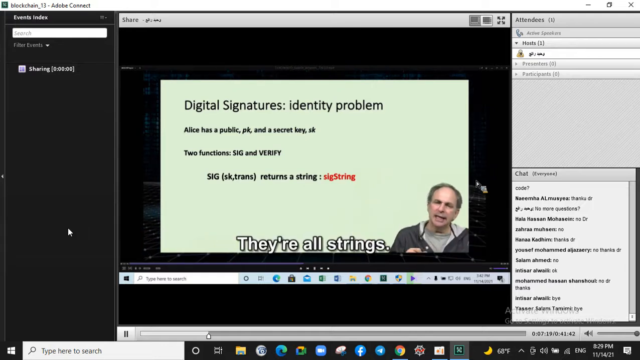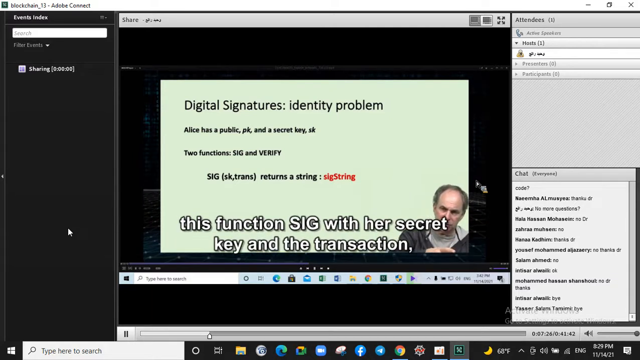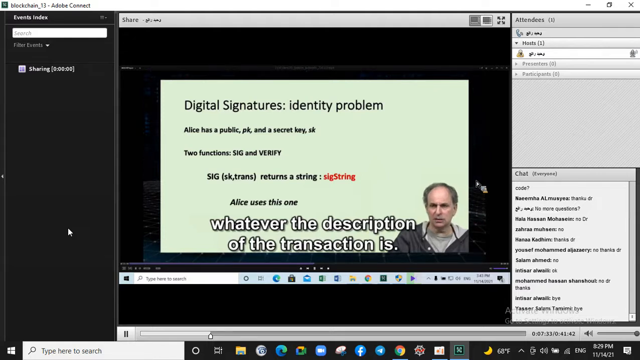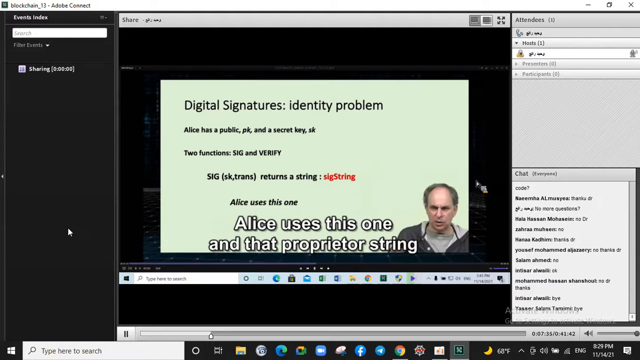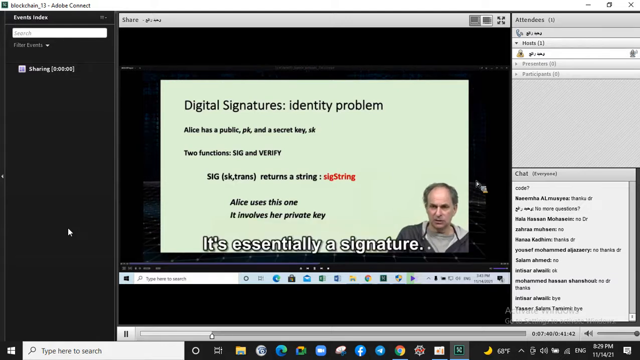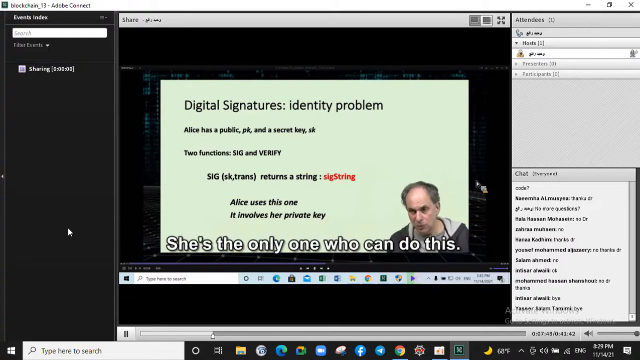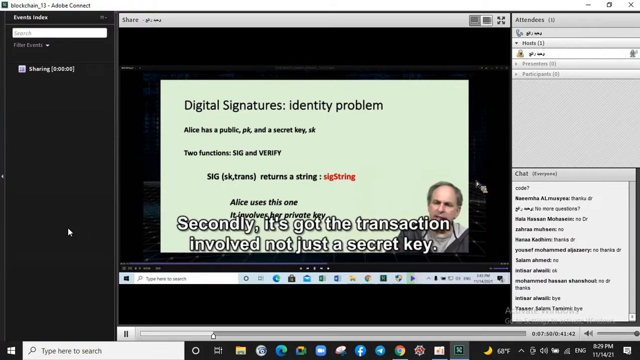So sig takes two inputs and returns another output. They're all strings. And what it's going to be used for is Alice is going to use this function sig with her secret key and the transaction, whatever the description of the transaction is. And Alice uses this one, and that provides a string, which we're calling a sig string. It's essentially a signature. But notice, first of all, that involves her private key. She needs her private key to do this. She's the only one who can do this. And secondly, it's got the transaction involved, not just the secret key.